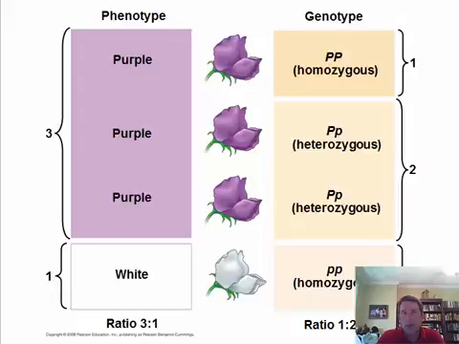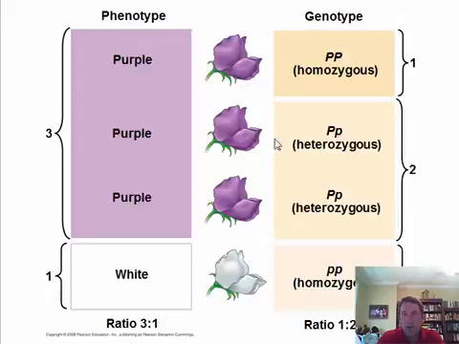First, we can start by mentioning some terms that refer to the makeup of the genes of the individual. In this cross here, we can look at their phenotype, which is their physical trait. And in this, we're looking at the flower color. Here is purple. So in these three individuals, we have three that have a purple phenotype, and we have one that has a white phenotype.